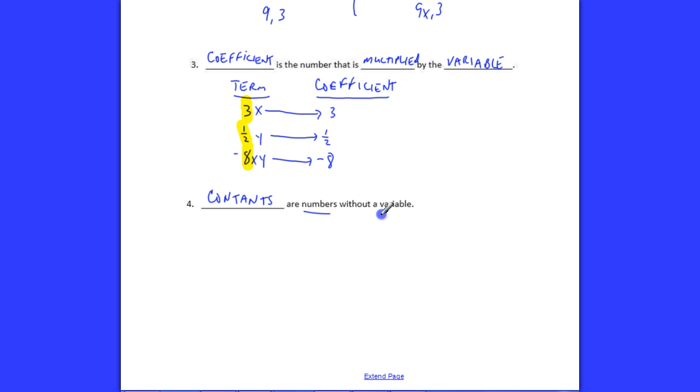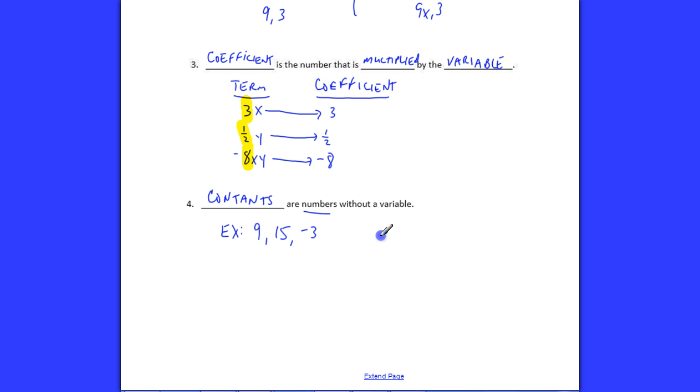Constants are numbers without a variable. Its value is always the same. For example, just any number is a constant as long as there's not a variable. So 9, 15, negative 3. Those are constant numbers because they have a constant value.